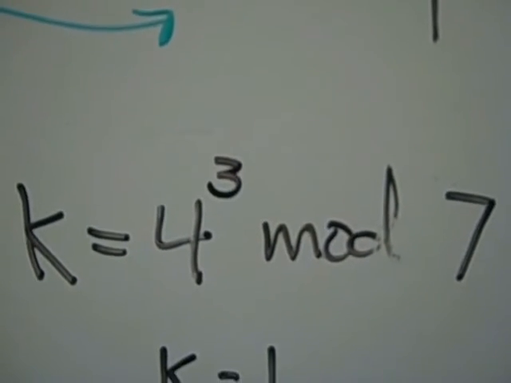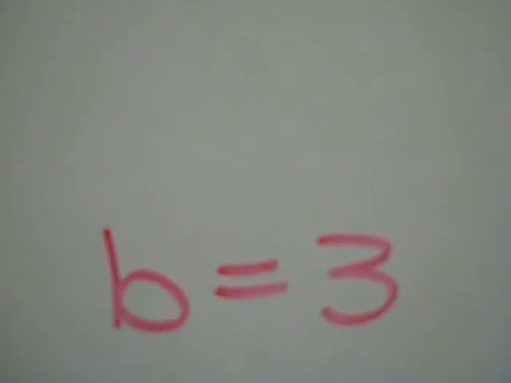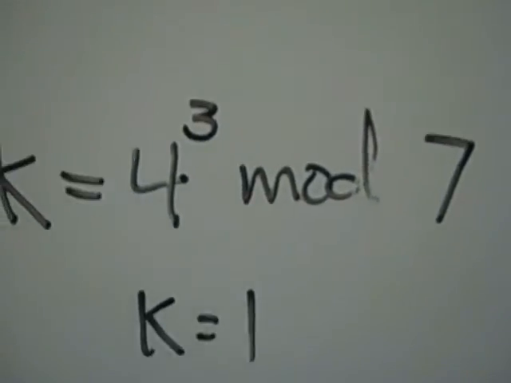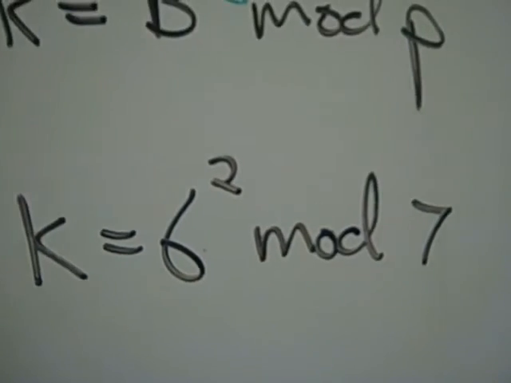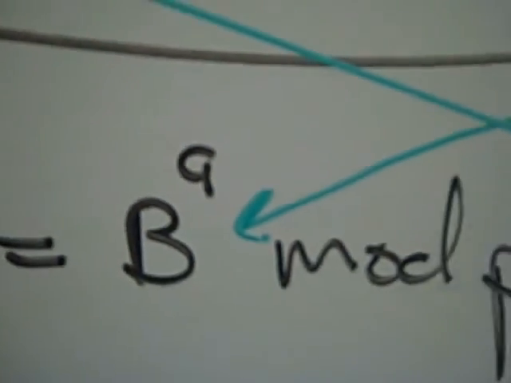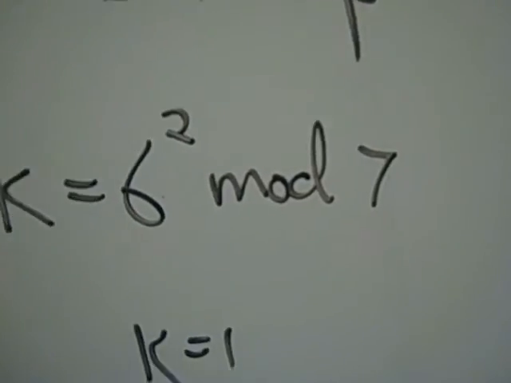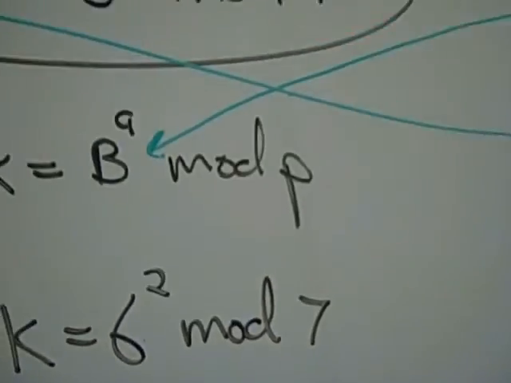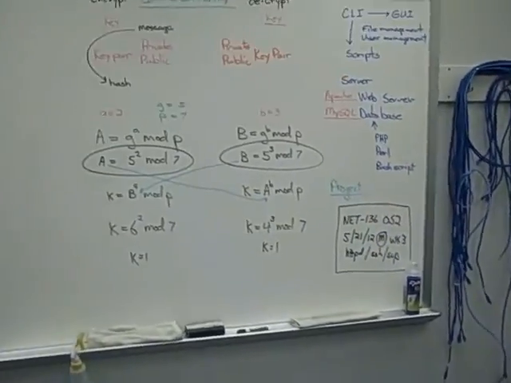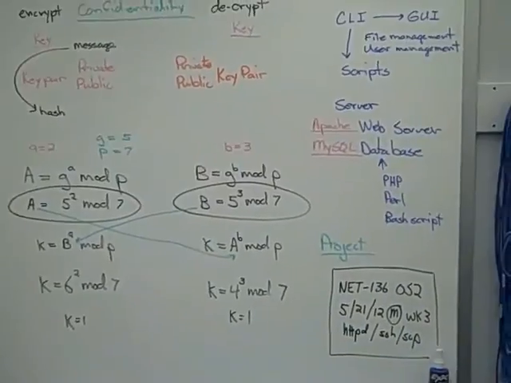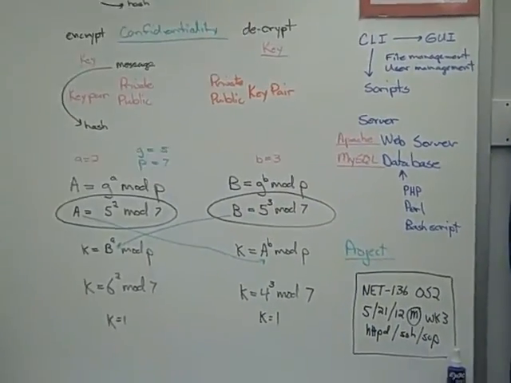A was 4, then their private key was 3, so 4 to the third power mod 7, we got 1, and B turned out to be 6, and so we took 6 to the second power because 2 was our private key. That would be the A there. So we take 6 to the second power mod 7, and we get 1. So that was the work on the board today.